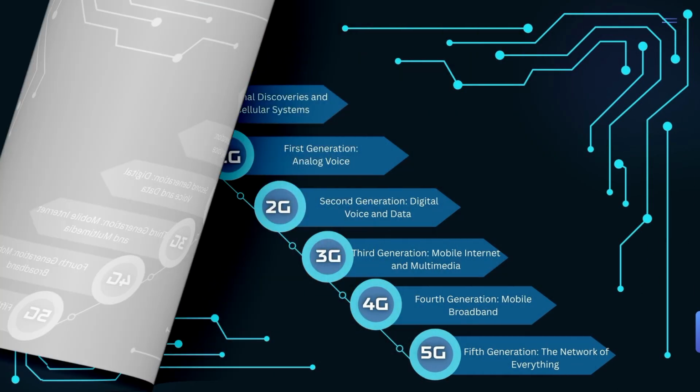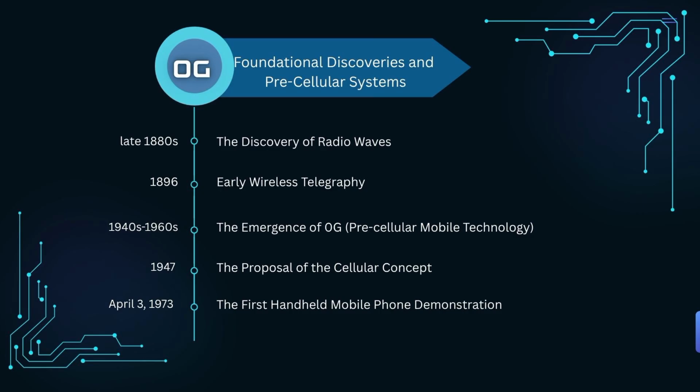Let's begin. Starting with 0G, the entire cellular era rests on 5 breakthroughs. Heinrich Hertz first proved the existence of radio waves in the late 1880s. Guglielmo Marconi then commercialized wireless telegraphy. The first attempt at mobile voice was the capacity-limited vehicle-mounted systems of 0G. This limitation was solved in 1947 when Bell Labs proposed the cellular concept of frequency reuse. And finally, Martin Cooper demonstrated the first functional handheld mobile phone in 1973, setting the stage for the first generation.